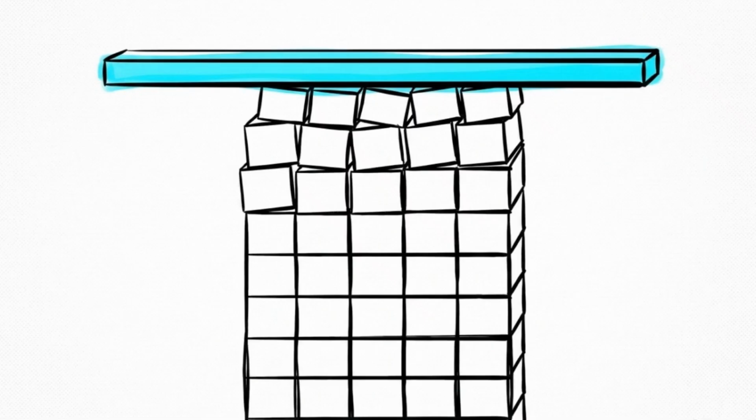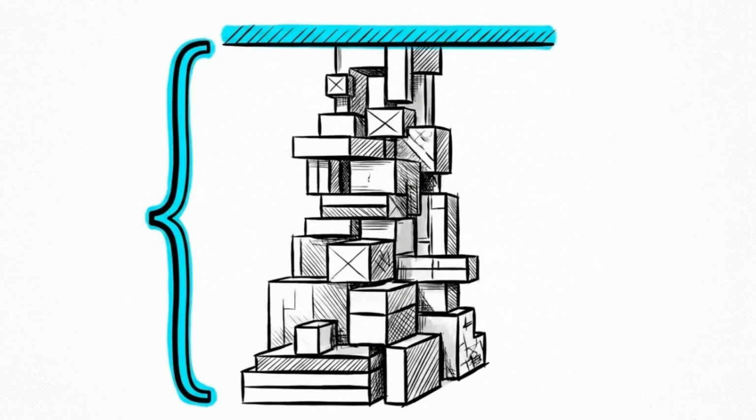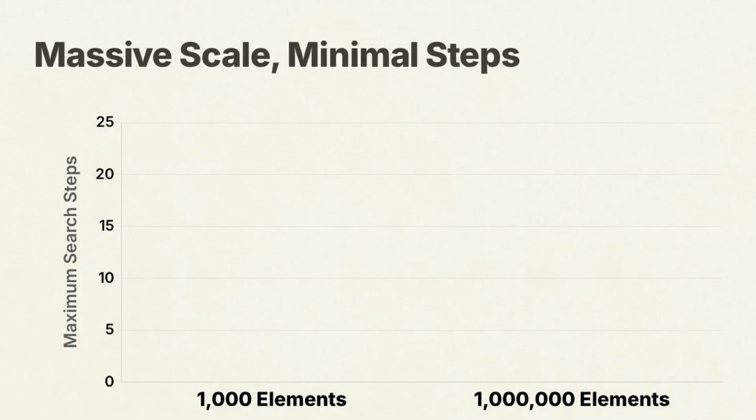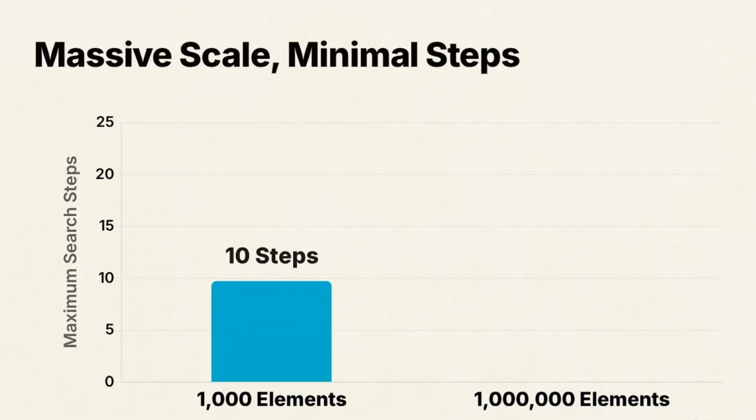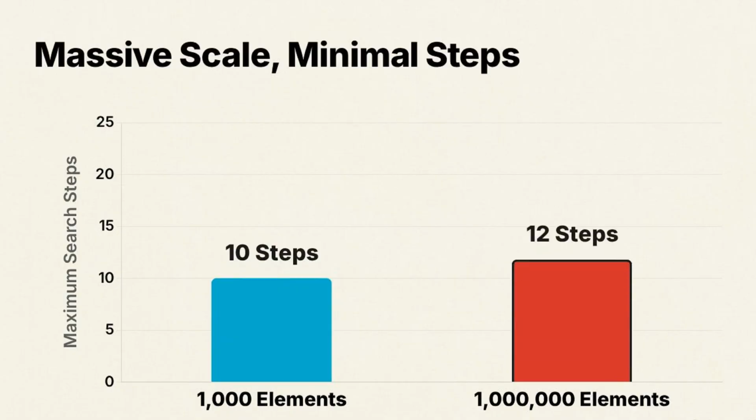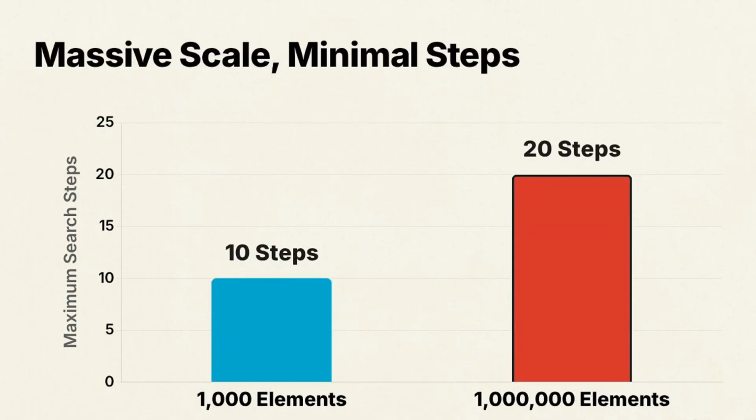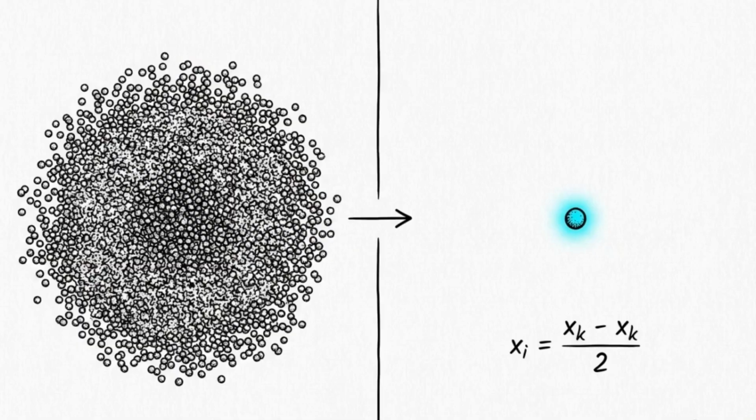This creates a strict ceiling on our execution time. The absolute maximum number of steps required to find any target is capped at the floor of the base 2 logarithm of n, plus 1. Because of this mathematical limit, expanding your dataset from 1,000 elements to 1,000,000 elements only requires about 10 extra steps. You completely decouple the size of your database from the speed of your retrieval.